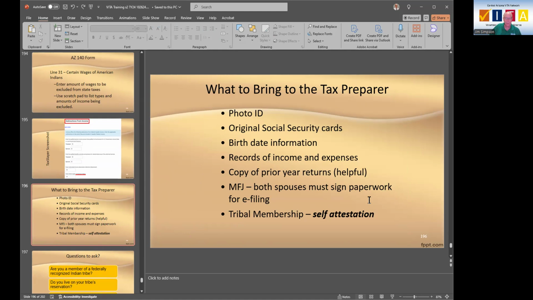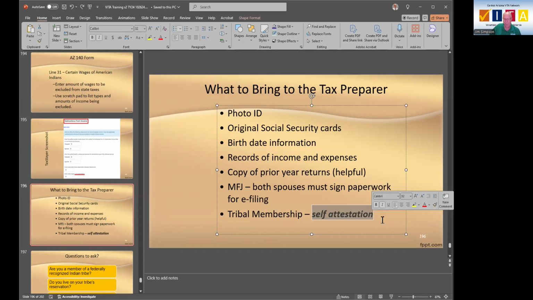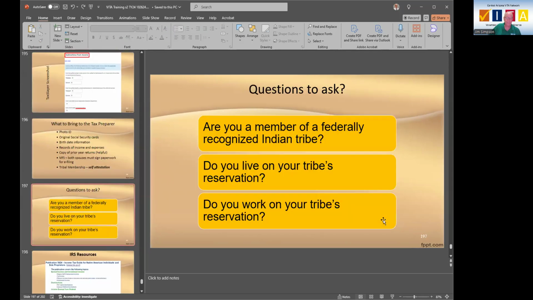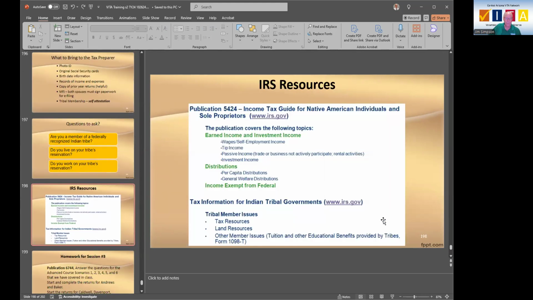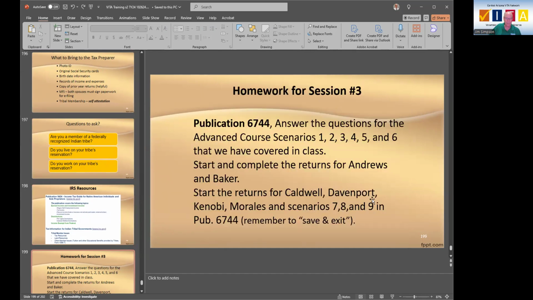When they come into us, we want all of the information that's normally there, but for their tribal membership, we just take their word for it. We don't ask for proof of that. If they get audited, they might have to prove it, right? Here are some questions to ask. We've got some IRS resources, and we've also got a VITA resource from Arizona that your site coordinator could help you get too.